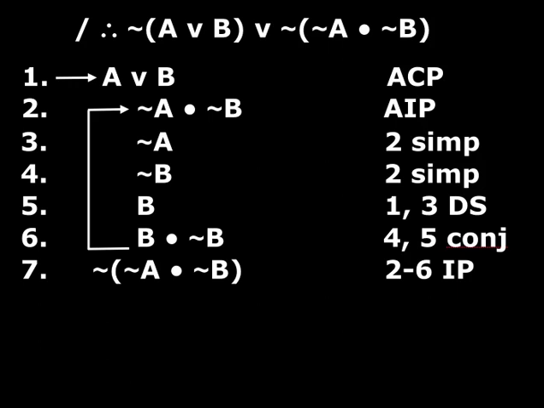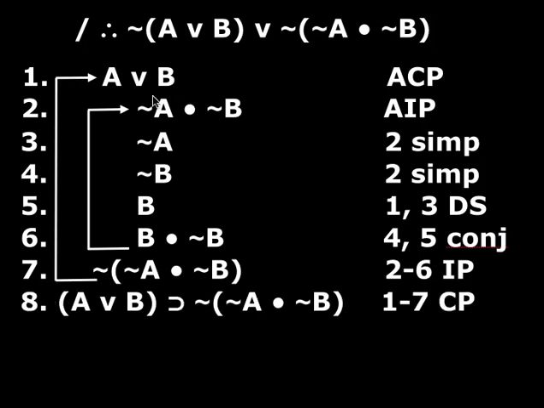So I'm going to close my conditional proof off. The next line has to be a conditional whose antecedent is this and whose consequent is that. Okay. This is why I assumed A or B up here, is because I want this conditional. I know most students get this, but some students still kind of struggle with this.